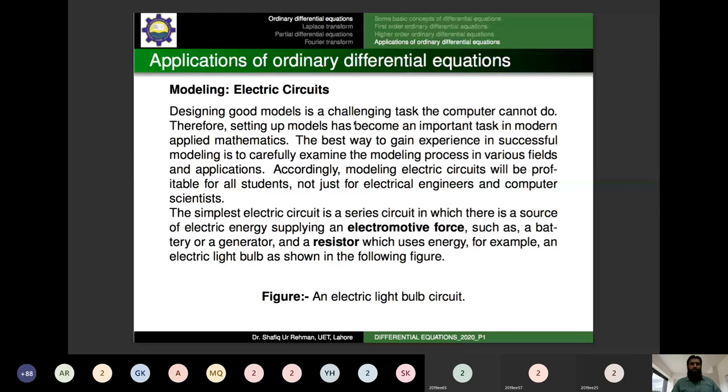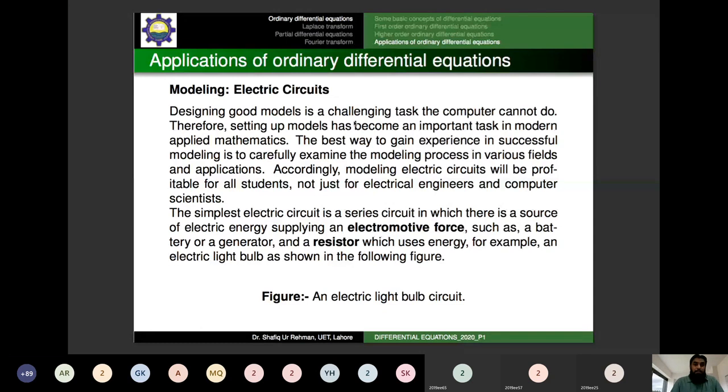We will try to look into the modeling of some simple electric circuits behind the scene. Designing good models is of course a demanding task. The computer can't do it. You have to do it. So therefore, setting up models has become an important task in modern applied mathematics. The best way to gain experience in successful modeling is to carefully examine the modeling process in various fields and applications. Accordingly, modeling electric circuits will definitely be profitable to all the students, in particular for electrical engineers, and that's what we are looking for.